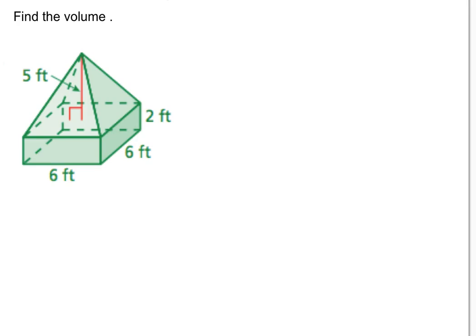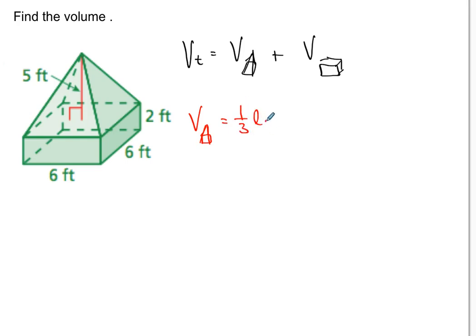This one, so in this case, our two shapes are a square pyramid. So the volume of a square pyramid here plus the volume of a rectangular prism. Right? So the volume of the square pyramid is equal to 1/3 length times width times height. And then the volume of the rectangular prism here, a little quick drawing there, is just length times width times height.